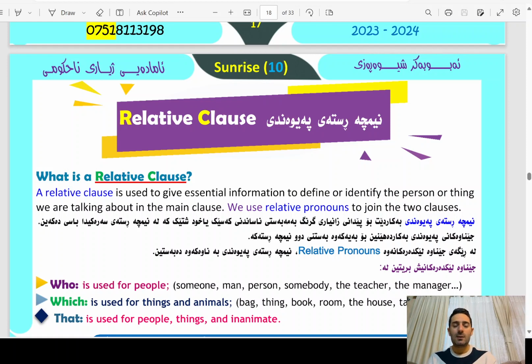So what is a relative clause? Relative clause, which in Kurdish is called a relative semi-clause. A relative clause is used to give essential information to define or identify the person or thing we are talking about in the main clause.